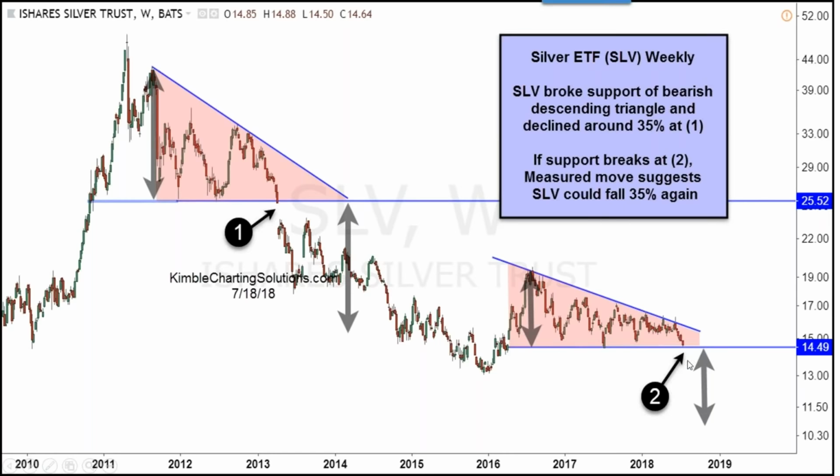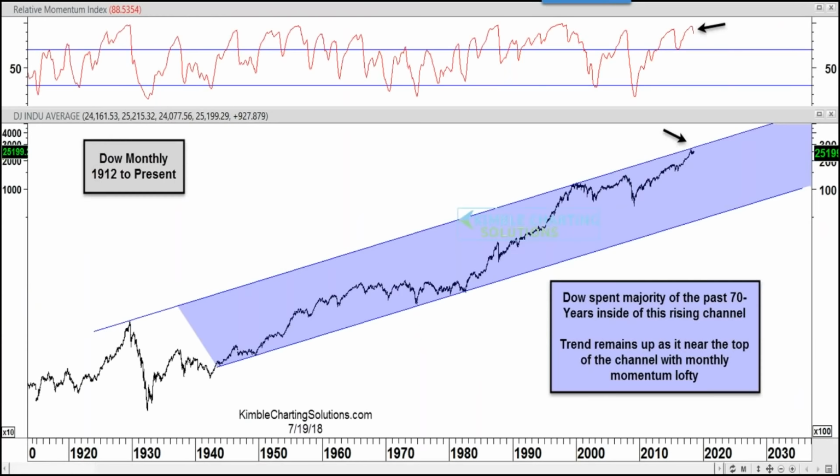If silver would break support here, the measured move would suggest a decline to around the $11 range, which would be another 35% decline. So a really key support test is taking place for silver, with the prior charts in the dollar, gold breaking out and the commodities breaking down. This would increase the odds that silver will struggle to hold at the bottom of this bearish descending pattern.